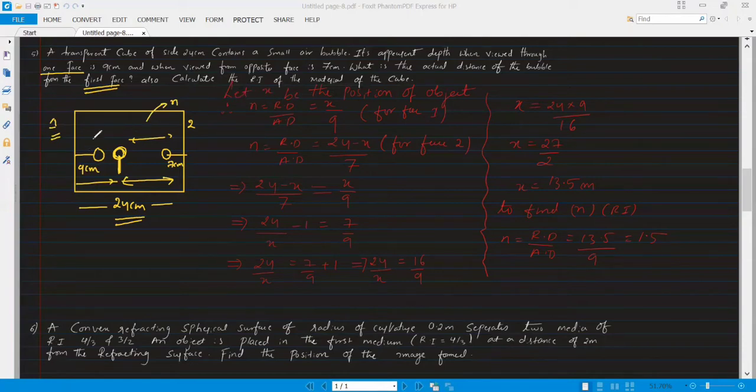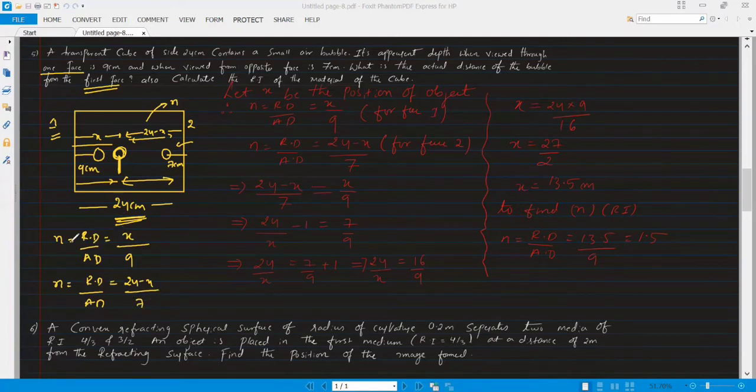Let us consider x is the distance from here to here. This is the real depth of this bubble. Let us take the real depth as x. Then the distance on this side is 24 minus x, because the total is 24 centimeter. Now let us use the refractive index formula. When the object is in the denser medium, the refractive index of the medium is given by real depth upon apparent depth. So the real depth is x from this face and the apparent depth is 9 centimeter. From this face, the real depth is 24 minus x, and the apparent depth from this side is 7 centimeter.